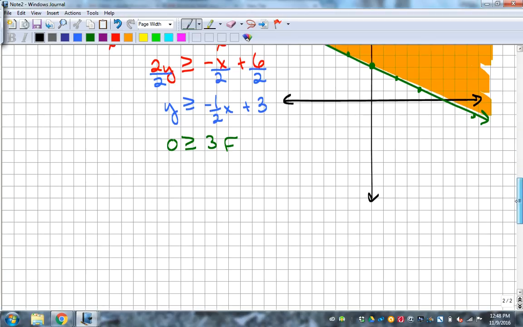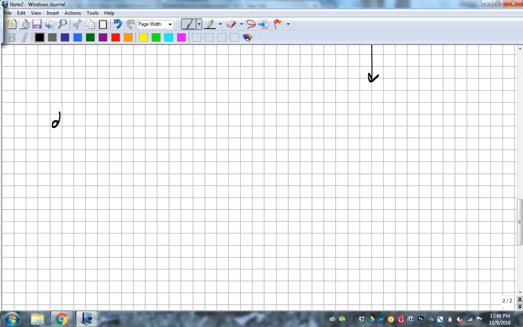All right. Let's look at one that's maybe a little bit different. 1/6 y is less than negative x. Is this in slope-intercept form? No. So what do we need to do to get it there?